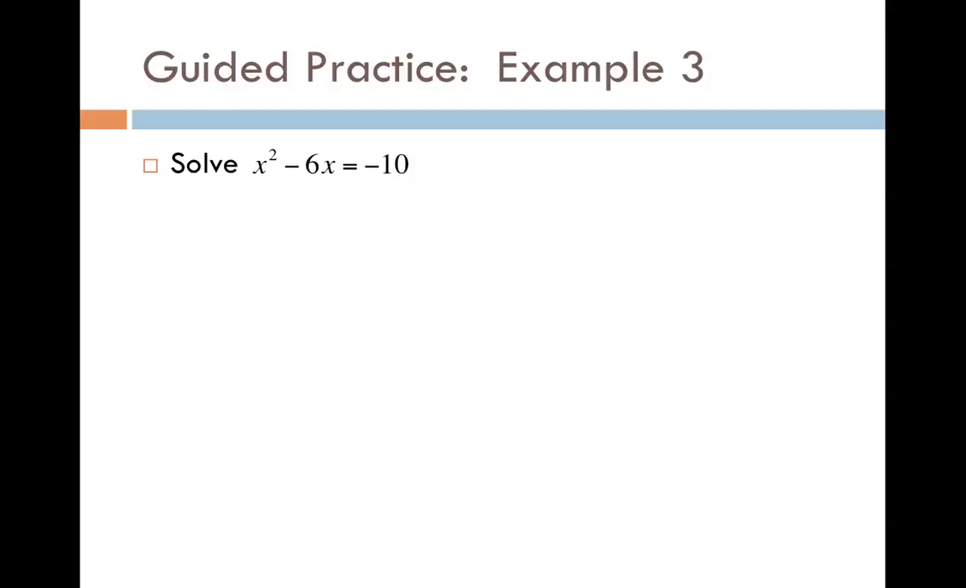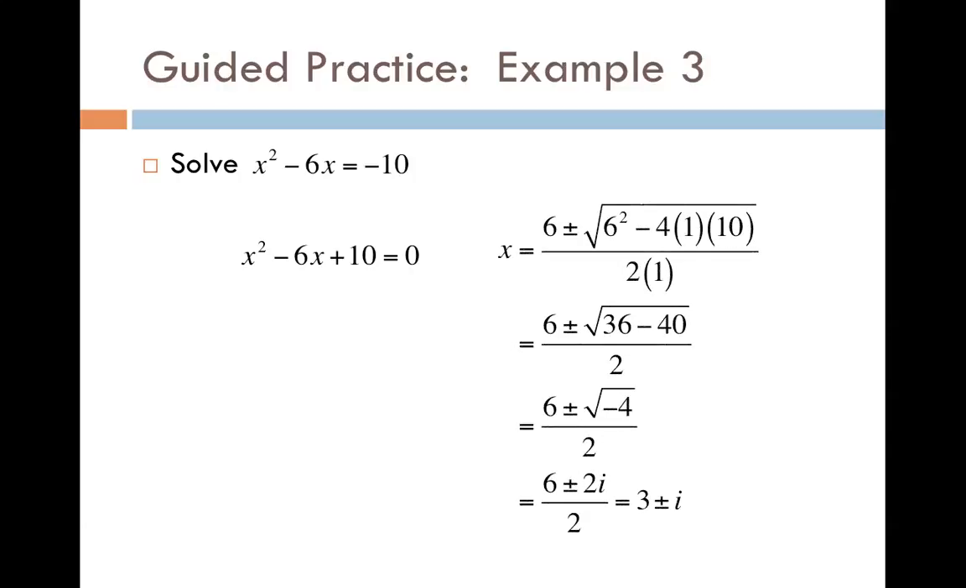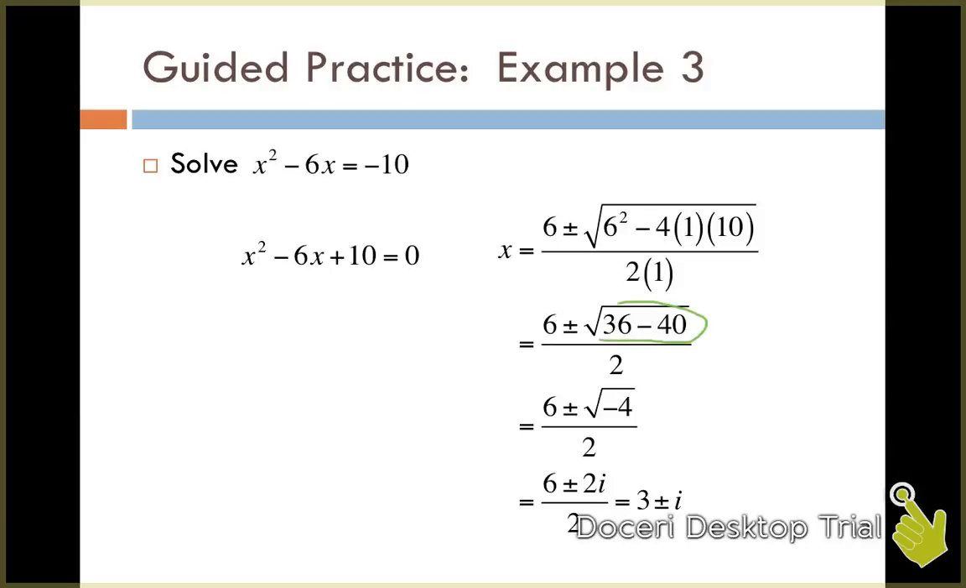All right, so for this equation, we first need to add the 10 over so that we end up with the standard form of our quadratic equation. Then we can identify A as 1, B as negative 6, and C as 10 to put into our quadratic formula. Notice that we end up with 36 minus 40 inside of the radical, so that gives us a negative 4. That negative 4 tells us we're going to get two imaginary solutions.